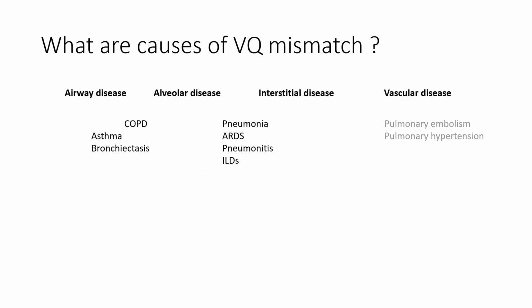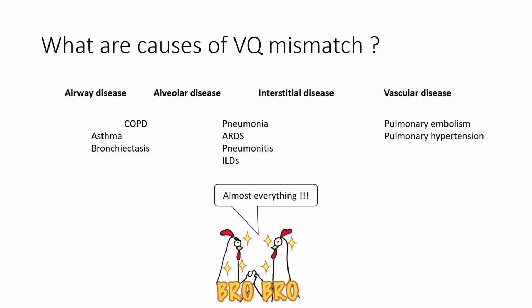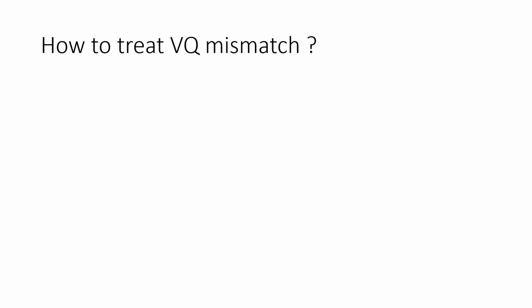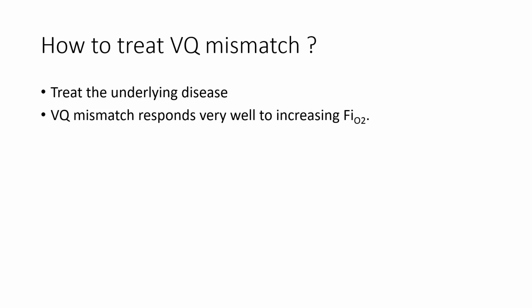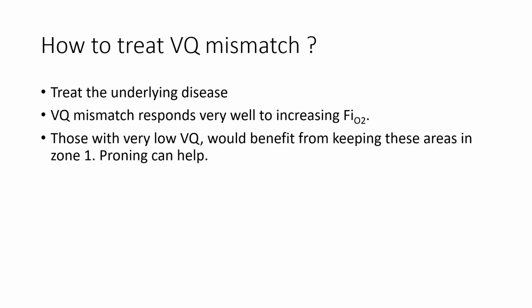Any disease that affects the airway, alveoli, interstitium or vascular can result in VQ mismatch. VQ mismatches respond very well to increasing FiO2, as we have seen. Patients with very low VQ would benefit from keeping these areas in zone 1 physiology, as we talked about in the shunt lecture. Proning can help these patients. You can use PEEP to aid in improving oxygenation.